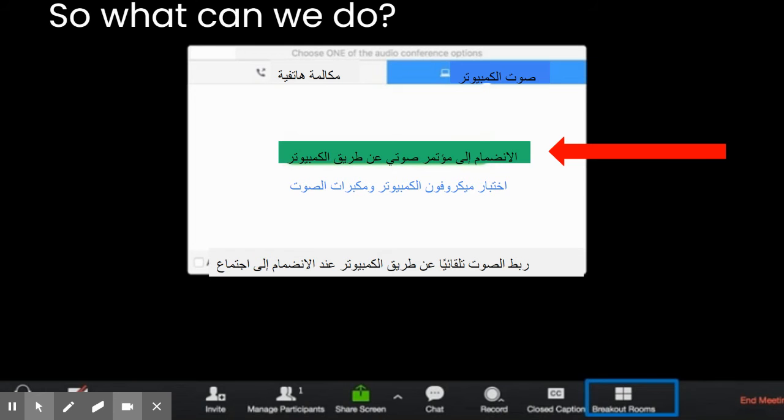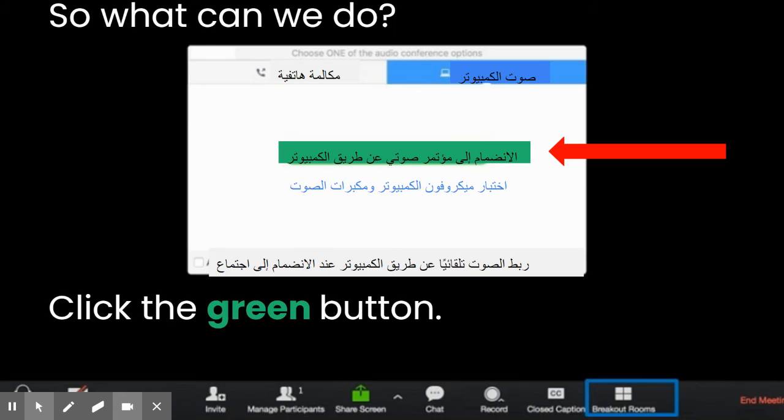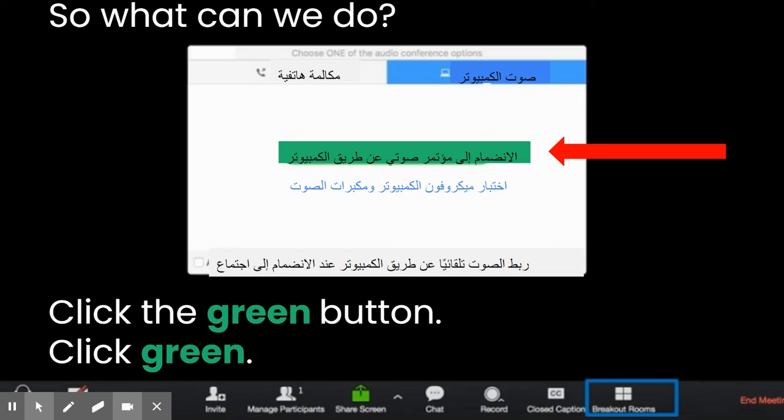So what can we do? Let's look at this slide again. Think about what you might say to students to get them to click where that red arrow indicates without saying, connect your computer to audio. Now you could go with color and say, click the green button. And for your students who have been here for less than a year, you might simplify it even further and say, click green. Chances are they know their colors and they can find that green button.